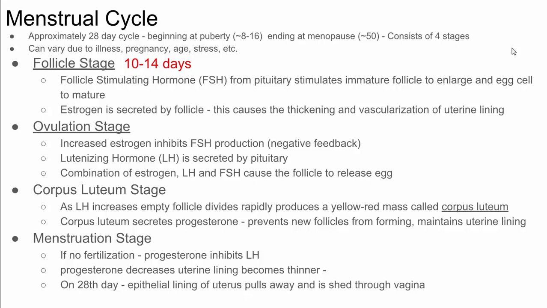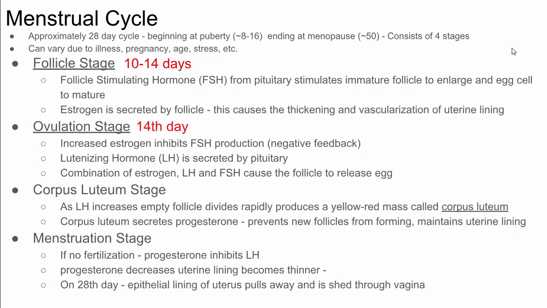So as that stages progress, we could think about two things happening. So the egg is developing, getting ready to be released. At the same time, the lining of the uterus is thickening. What's that getting ready for? Why is the lining of the uterus thickening and growing blood vessels? Yeah, it's getting ready for pregnancy.